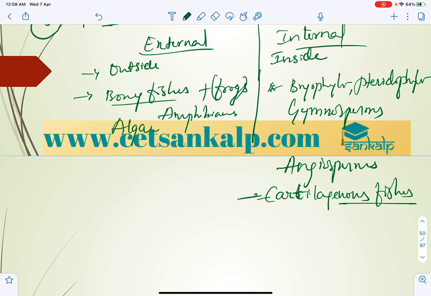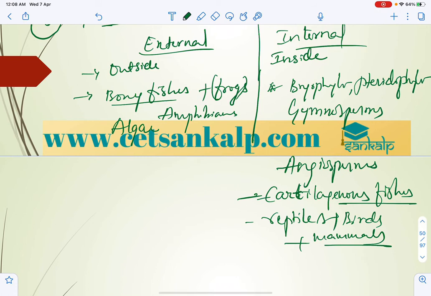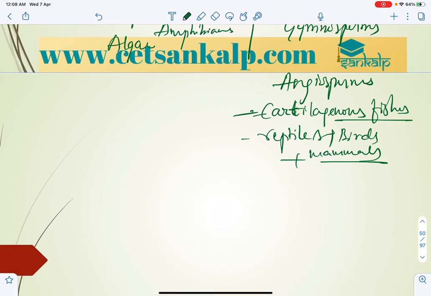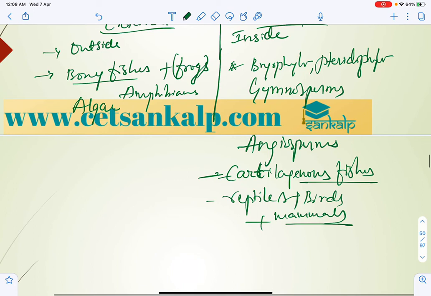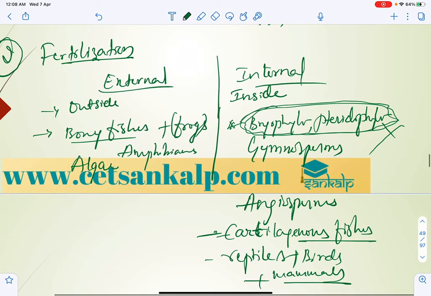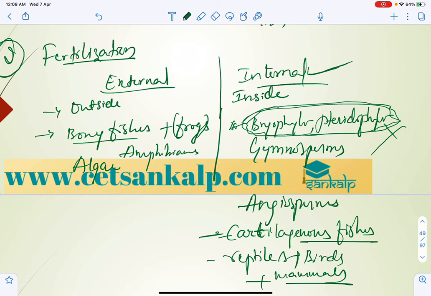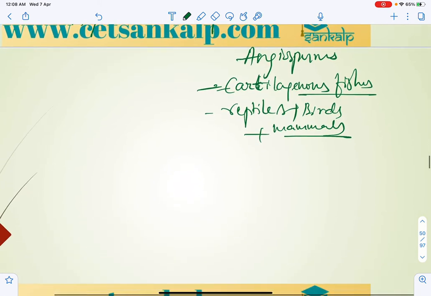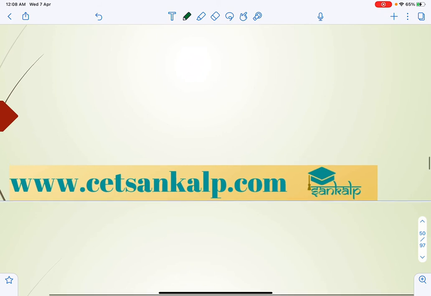So bony fishes show external fertilization, and reptiles, birds, and mammals are the best examples of internal fertilization. Point to be noted: both bryophytes and pteridophytes use an external medium to transfer their gametes, but they won't show external fertilization. They come under internal fertilization. So the last one, the third, is post-fertilization events.